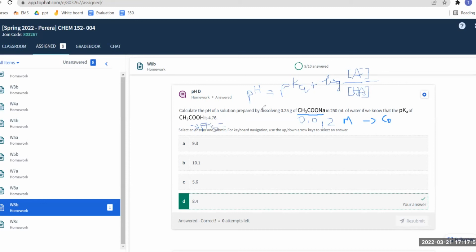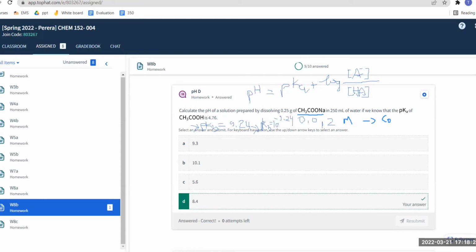14 minus 4.76 is 9.24. Therefore, KB must be 10 to the negative 9.24. This is really hard. I know, but it's fine. Okay, 9.24. Now we know that.